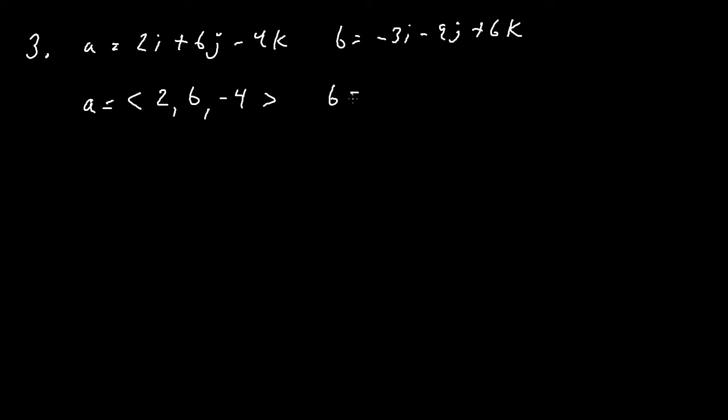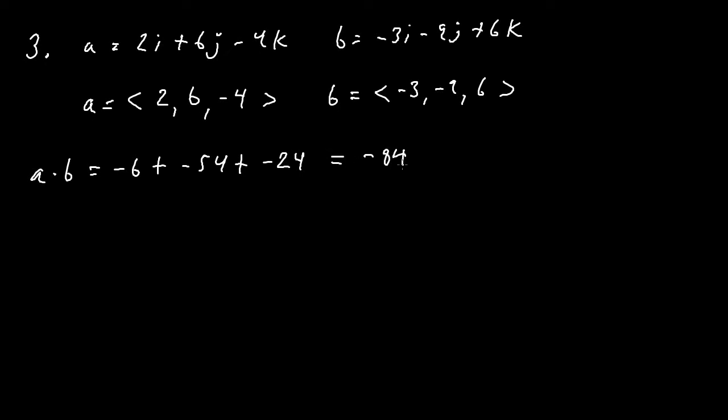Now for b, in order to turn it to component form, negative 3 is in front of our i, that's going to be the x component, negative 9 is going to be the y component, and 6 is the k component. So in order to find a times b, once again, let's multiply the similar components. So 2 times negative 3 gives us negative 6, plus 6 times negative 9, or negative 54, and then plus negative 4 times 6, which is negative 24. And so that will give us an answer of negative 84 as the dot product. So negative 84 does not equal 0, so we know that this is not perpendicular or orthogonal.